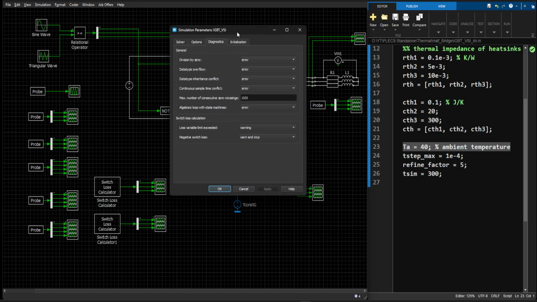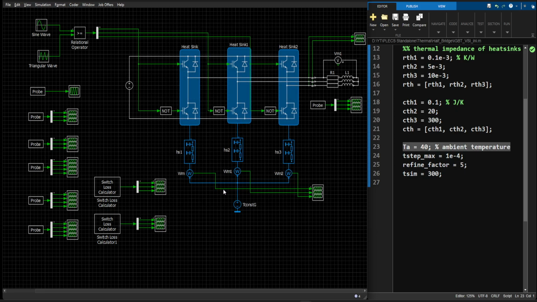Here are some additional settings in the Diagnostics tab. Sometimes for some specific operating points, you might have negative switching losses. That means if for a particular operating point the values are read from the loss characteristics as we modeled, and they hit a negative value, sometimes they throw an error. You can suppress this error by choosing warn and crop, or crop. I have chosen warn and crop so that I can see the warning at least. And for loss variable limit exceeded, you can also select a warning. I select OK.